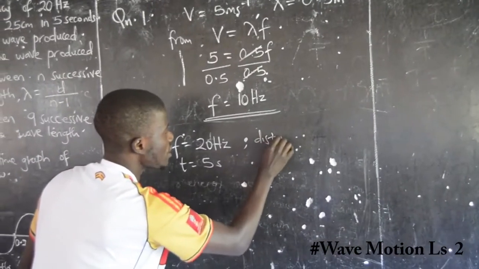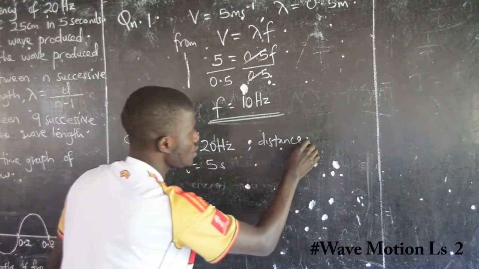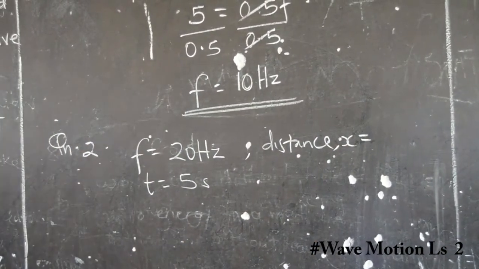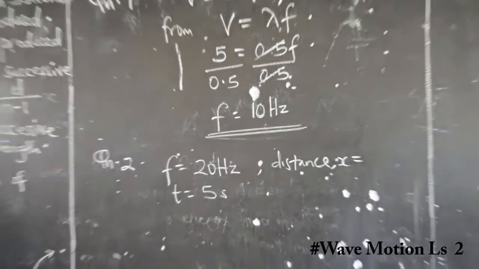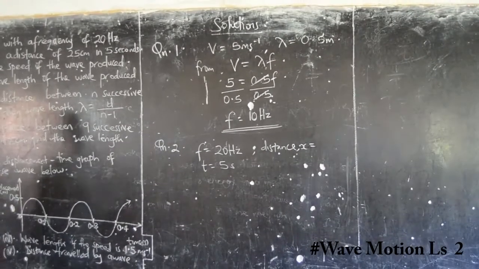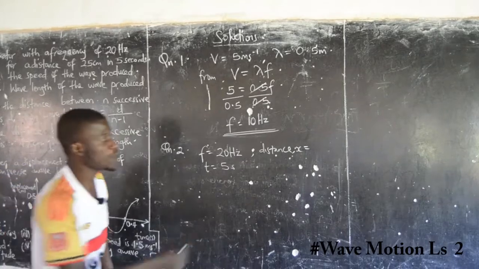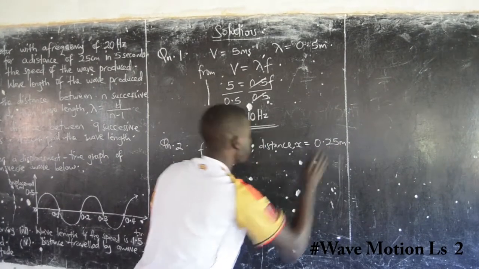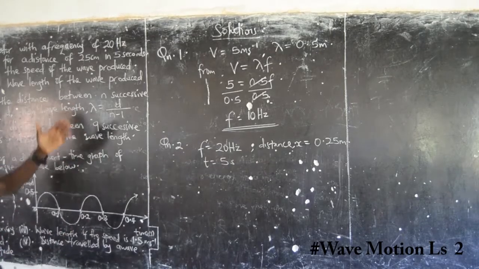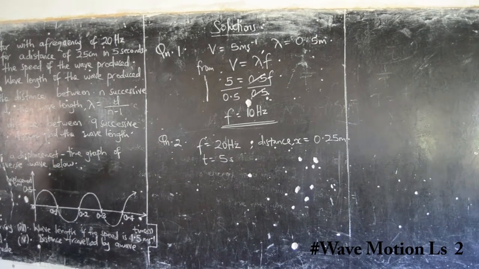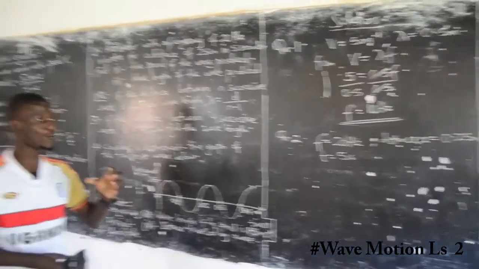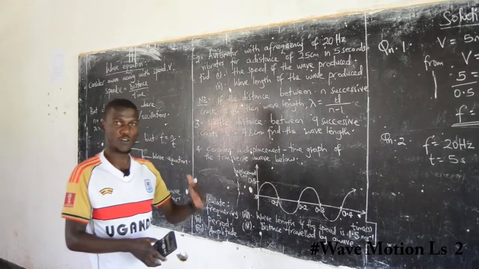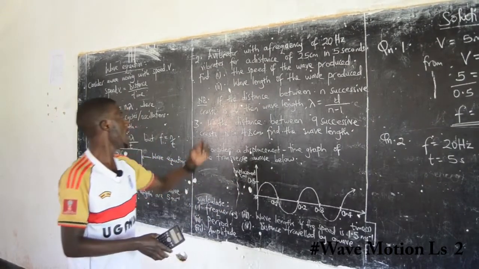Our distance, we can call it X. It is 25 centimeters. When you convert to meters, you just get 25 and divide by 100. Therefore, it becomes 0.25 meters. When you're calculating a question in physics, you have to first summarize the information, then bring your formula and make the substitutions.